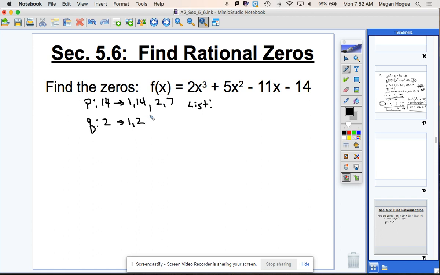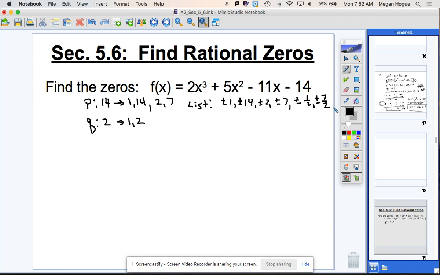I would put all of these divided by 1. So I'd put plus or minus 1, plus or minus 14, plus or minus 2, plus or minus 7. And then I divide all these by 2. So plus or minus 1/2, plus or minus 14 divided by 2 is 7. It's in my list. 2 divided by 2 is 1, in my list. 7 over 2, not in my list. So I put 7 over 2.